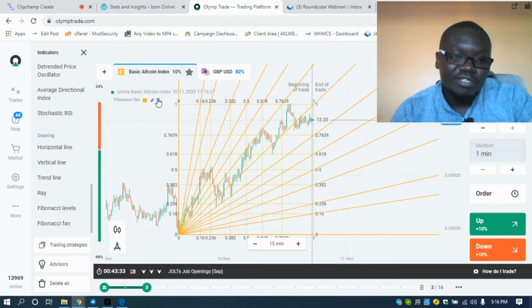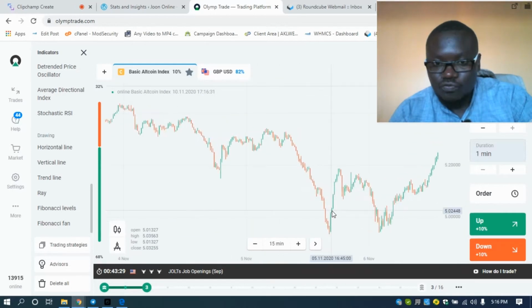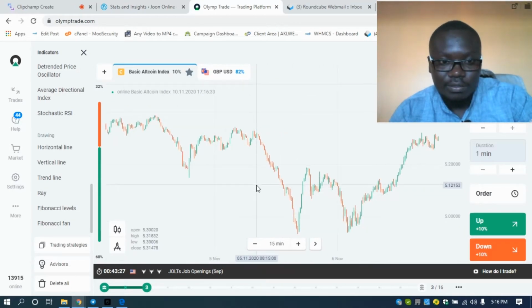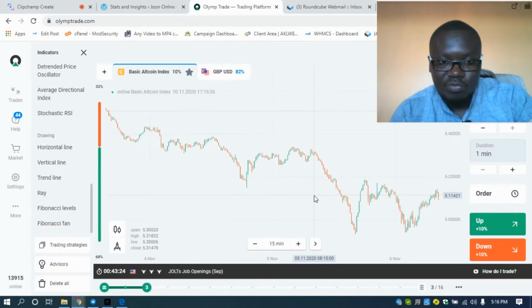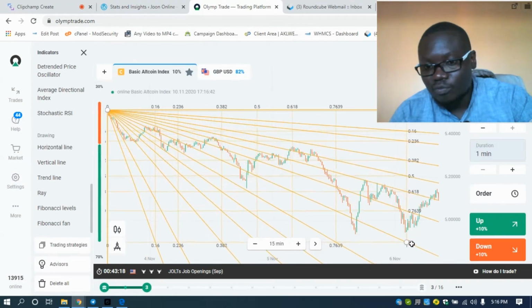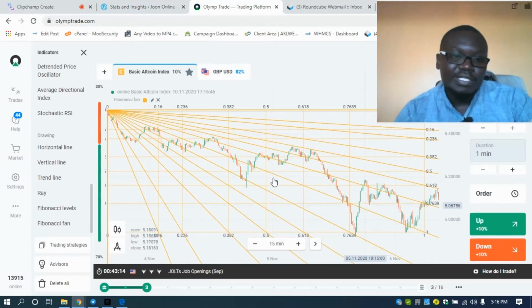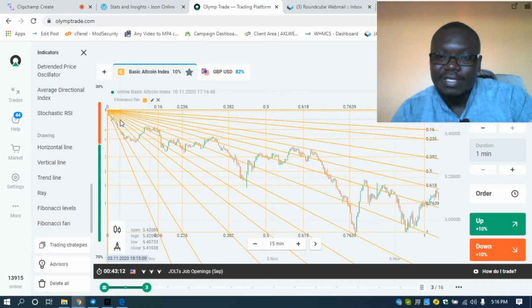Alternatively, you can also seek to find a downtrend on the chart. For example, you can use the Fibonacci fan on this level here. Just click on Fibonacci fan and begin drawing from top to bottom, to the lowest price on that chart. Then you'll notice that there is a downtrend that is clearly shown by the Fibonacci fan.